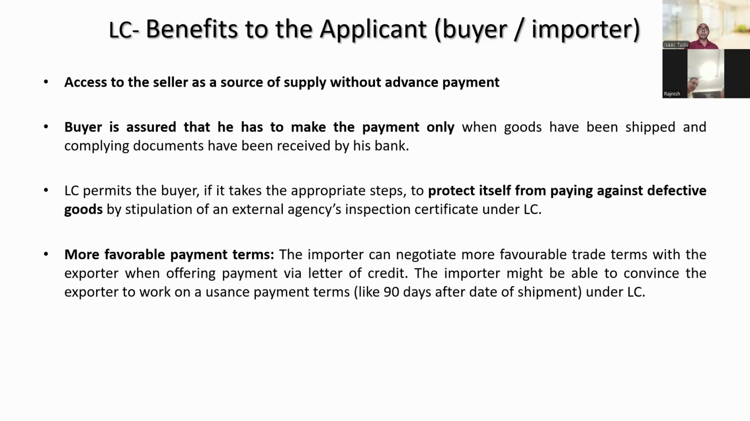So, more favorable payment terms. Maybe the buyer requires a certain amount of credit, and maybe the exporter is not willing to give it. So the buyer can negotiate a more favorable trade term with the exporter when offering payment via LC. If the exporter is getting an LC, maybe the exporter would say that for sight payment, we are okay. But if maybe the importer wants 90 days credit, maybe the exporter may agree to that also, because the exporter knows that once the acceptance message comes, his own bank will discount and he will get the payment.